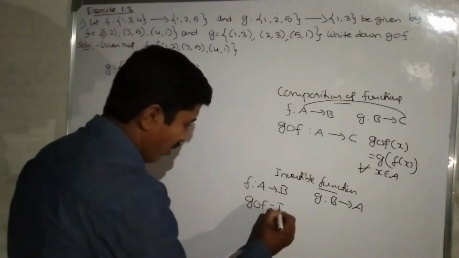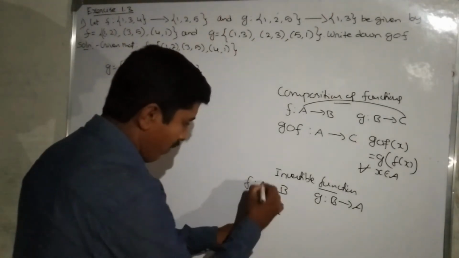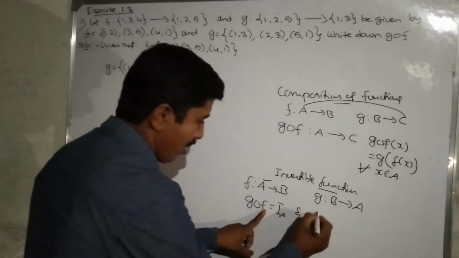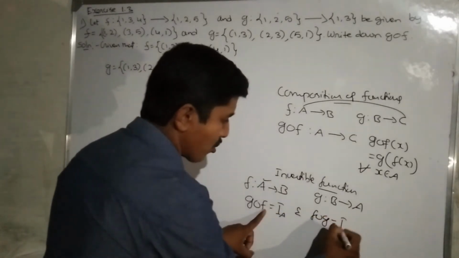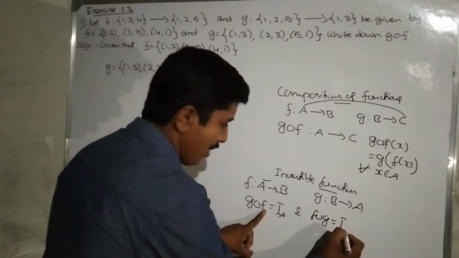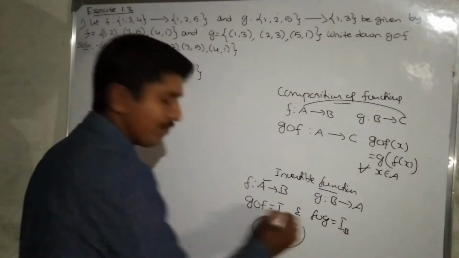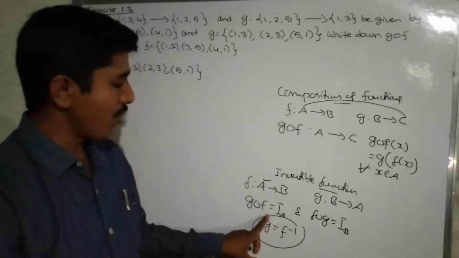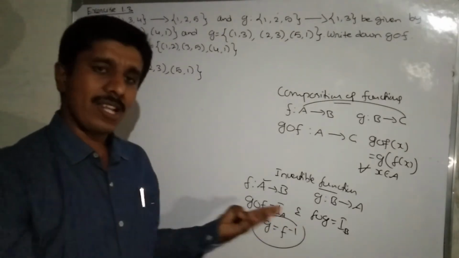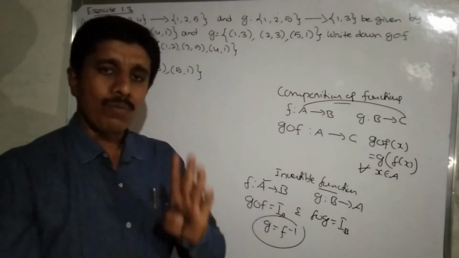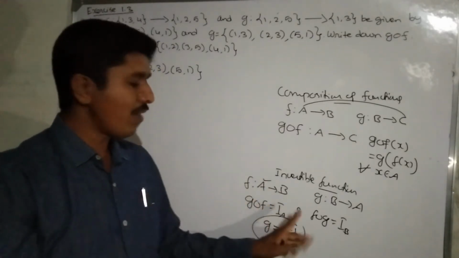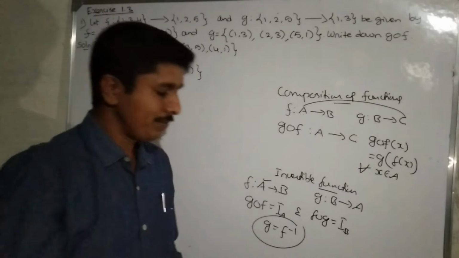gof equal to identity function, here subscript the domain of f, set A, and fog equal to identity function, here subscript the domain of g, set B. Then we say that g is called the inverse of f, or we can say that f is called the inverse of g. One thing to remember, both g and f are inverses of each other.